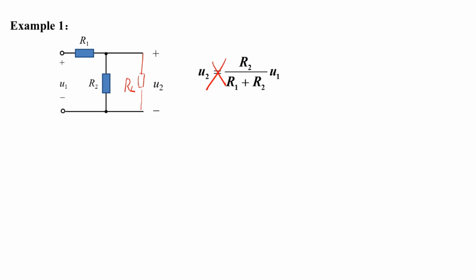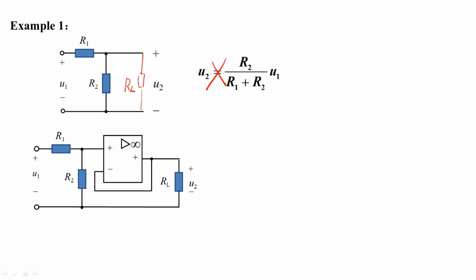Now connect a voltage follower to U2. Let's analyze again. It's a circuit with negative feedback, and the virtual short and the virtual open are applicable. You can see, based on the virtual open property, the current I through this line is always 0. So U plus always equals R2 over R1 plus R2 times U1.